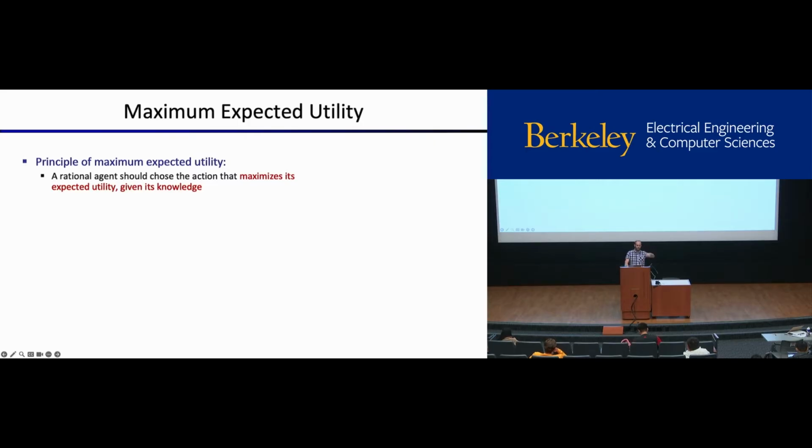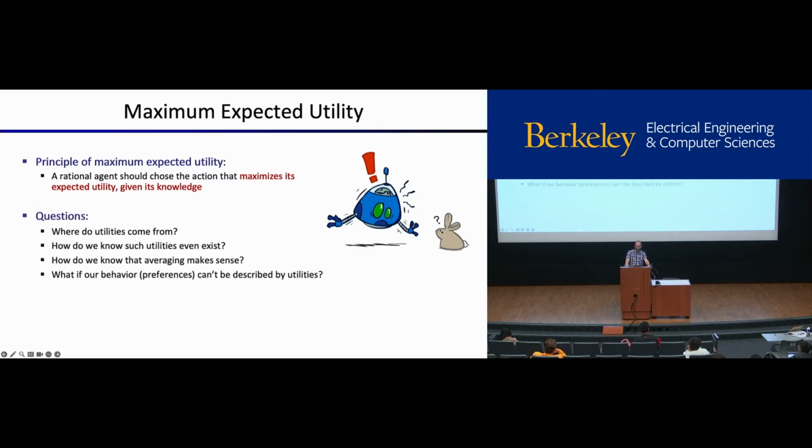So for all the possible outcomes, you multiply the probability by the utility that you get from that outcome, and you add them all up. And that's your expected utility. So here's a little drawing of an agent that isn't sure whether it likes a rabbit. I think that's what this drawing is supposed to represent. And so it is uncertain about the utility from interacting with the rabbit.